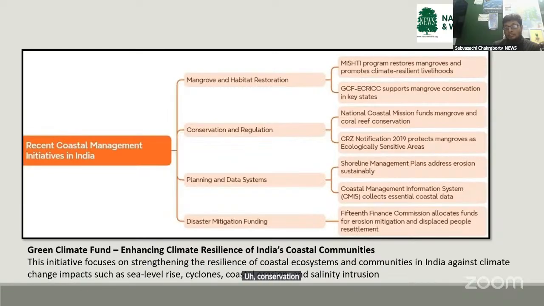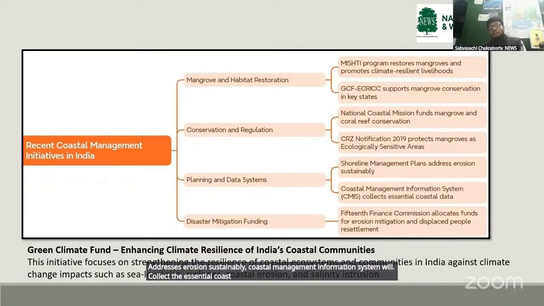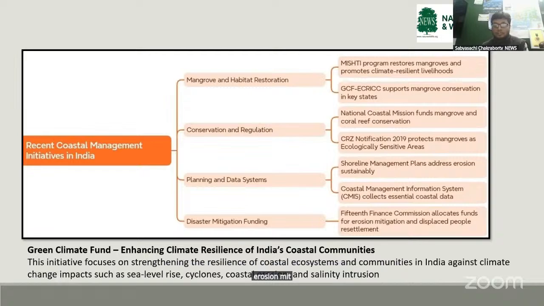CRZ notification 2019 protects mangroves as ecologically sensitive areas. It will include planning and data systems. Shoreline management plan addresses erosion sustainably. Coastal management information system will collect the essential coastal data. The 15th Finance Commission has allocated disaster mitigation funding. The 15th Finance Commission allocates funds for erosion mitigation and displaced people's resettlement.